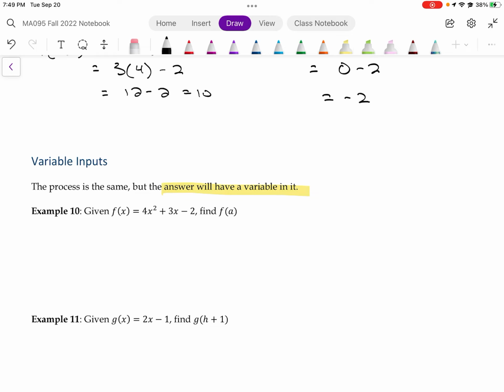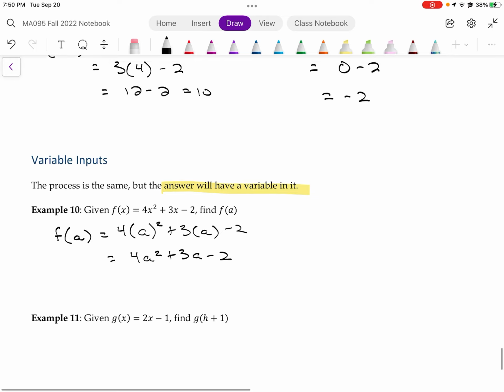All right, so given f of x equals 4x squared plus 3x minus 2, find f of a. All right, that just means every time we have an x, we replace it with an a. Okay, plus 3 times a minus 2. And if I didn't put the parentheses in there, I would just be done. But I'm going to simplify it without the parentheses. So 4a squared plus 3a minus 2. That's it. Okay, nothing else to do.